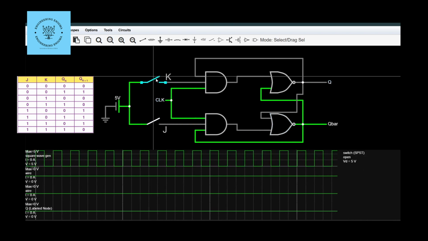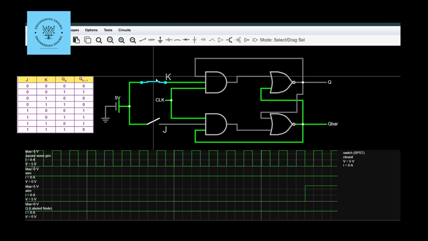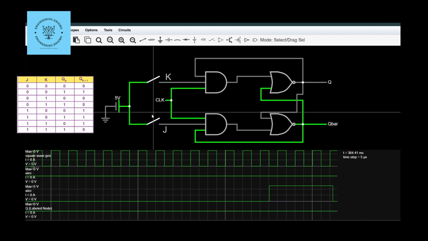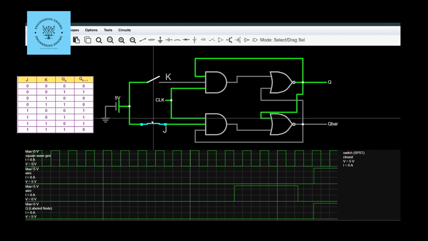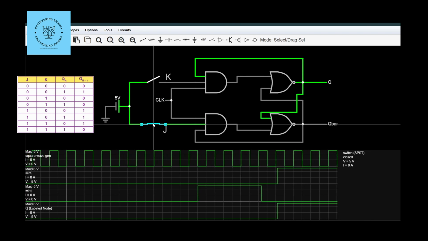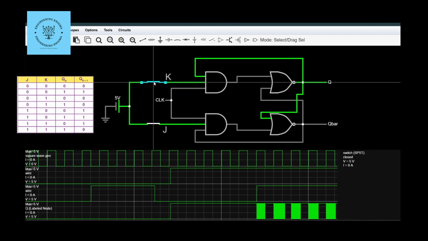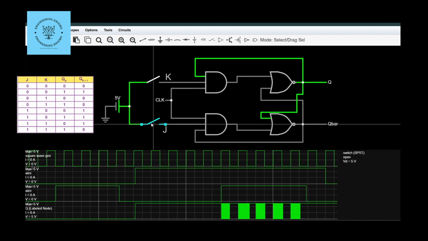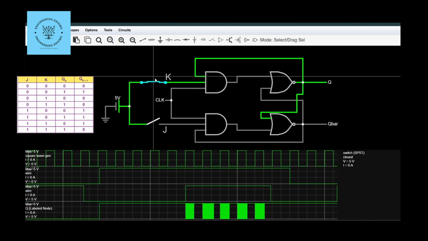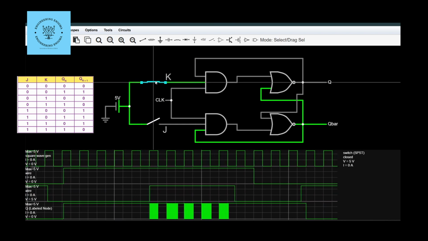Now look at the waveforms in the simulation. The first waveform is the clock signal. The second waveform is input J. The third waveform is input K. And the last waveform is the output Q. You can see that the output changes only when the clock is high. Depending on J and K inputs, the output is set, reset, hold, or toggles. This confirms that the circuit is working as a JK flip-flop.